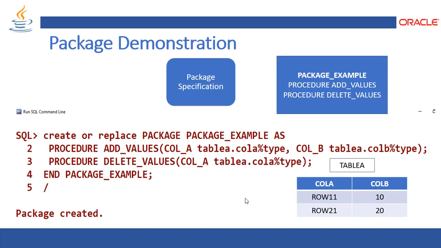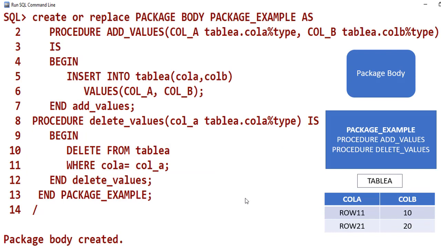Now the next step, after the package specification, is the package body. So this is the code: create or replace package body, package example as procedure add values, column underscore A, table A dot column A percentage type, column B, table A dot column B percentage type, is. Now this is the definition. From here we are going to start the implementation.